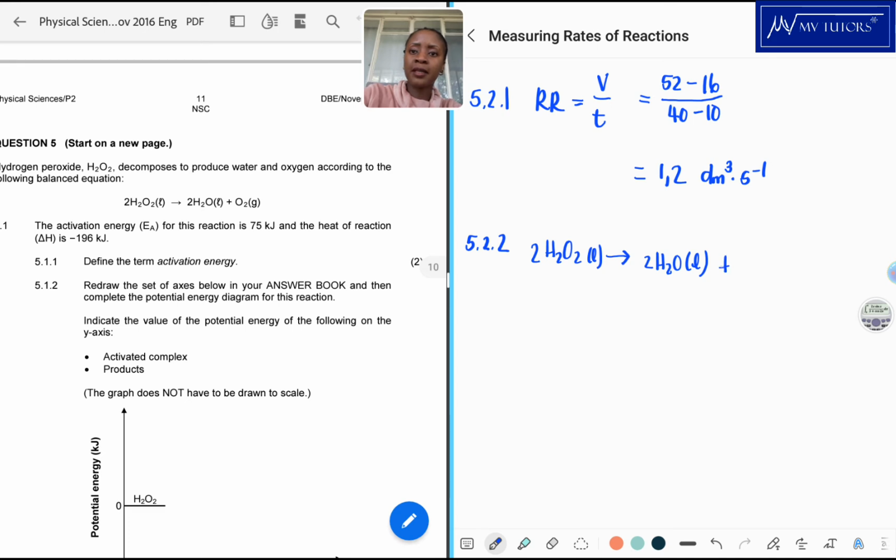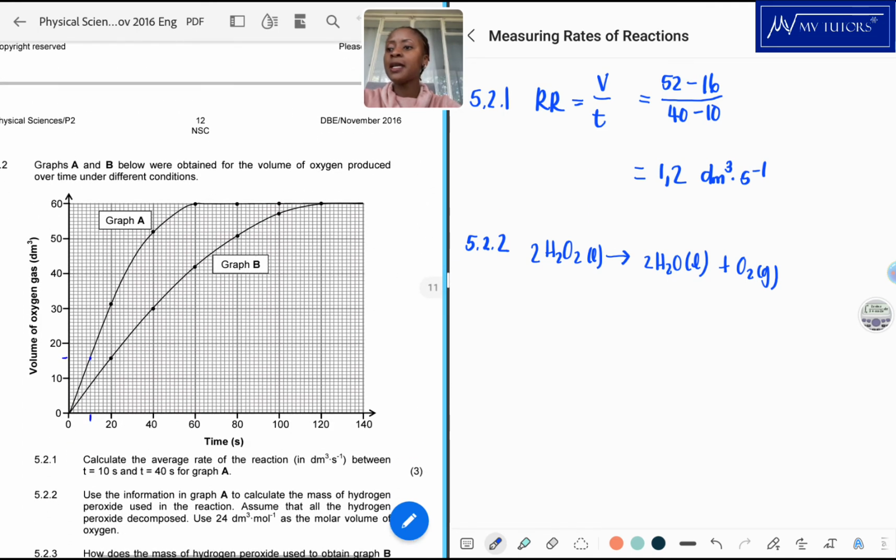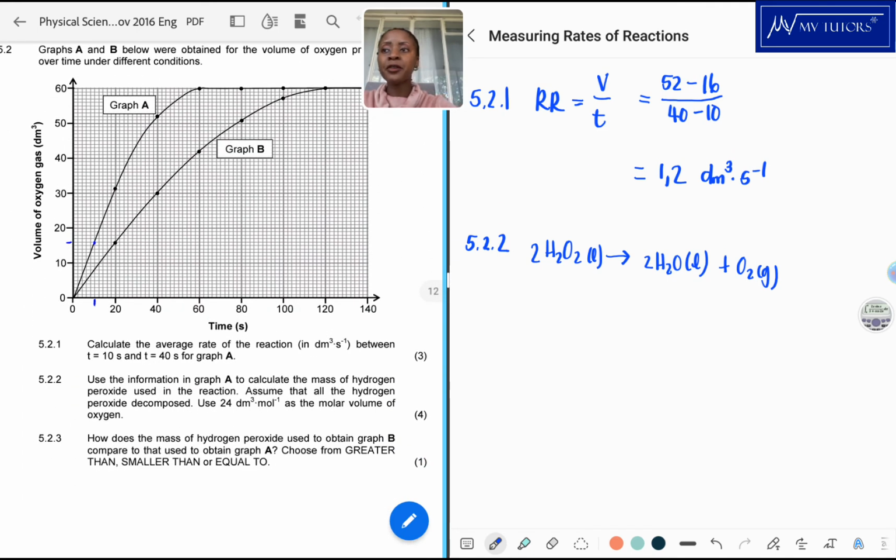And we also get oxygen. Okay, 1 mole of oxygen. So that is the equation. So they're saying use the information in graph A to calculate the mass of hydrogen peroxide used in the reaction.